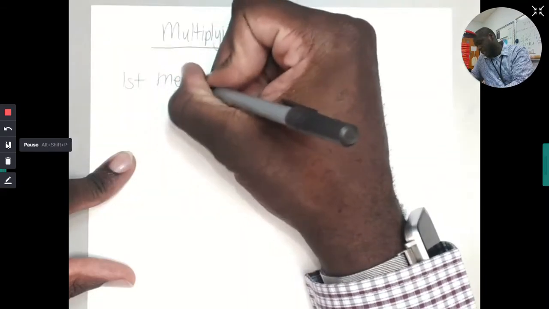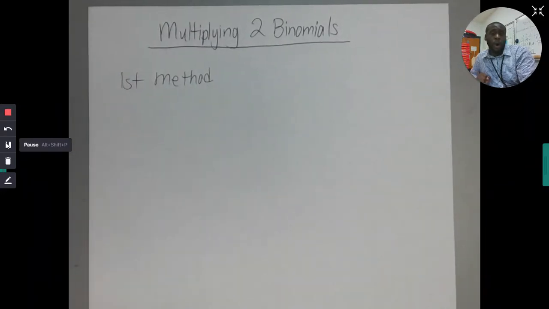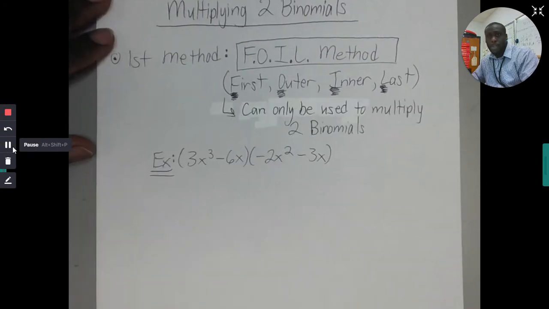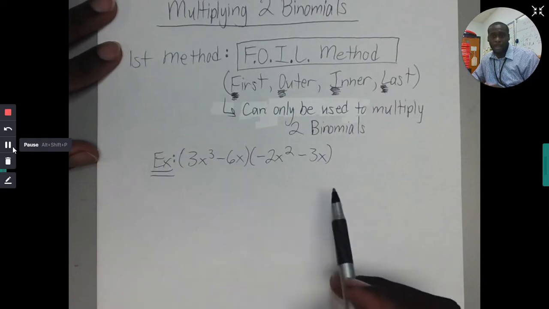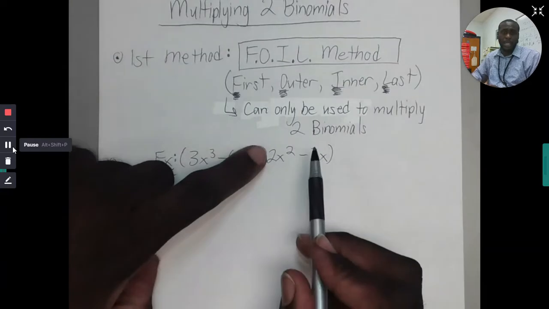The first method that I'm going to show you is the FOIL method. Hopefully you remember or have discussed in a previous math class the FOIL method, F-O-I-L. That's an acronym that stands for first, outer, inner, and last. It can only be used for multiplying two binomials. So let's say we were looking at this example here, where we have one binomial multiplied times another binomial.